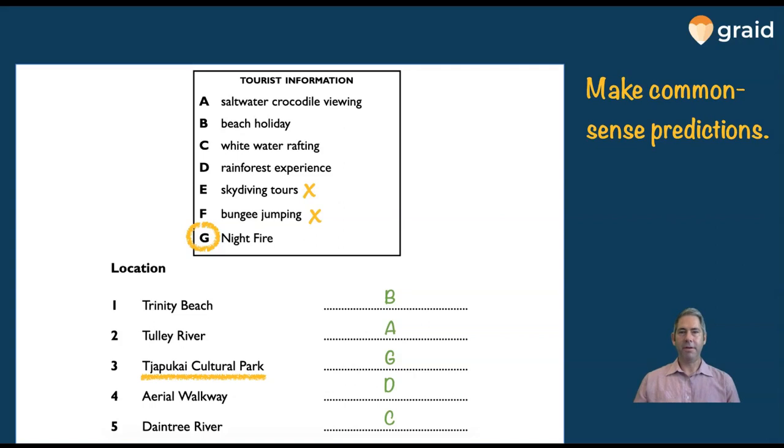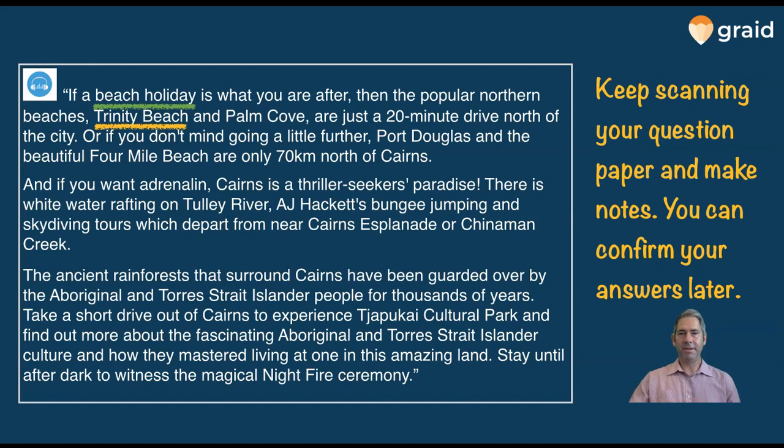Okay, let's go through and let's check our answers using the script. Now, hopefully the first thing you all heard was a reference to a beach holiday. If a beach holiday is what you are after, then the popular northern beaches, Trinity Beach and Palm Cove, are just a 20-minute drive north of the city. So there is the first answer.